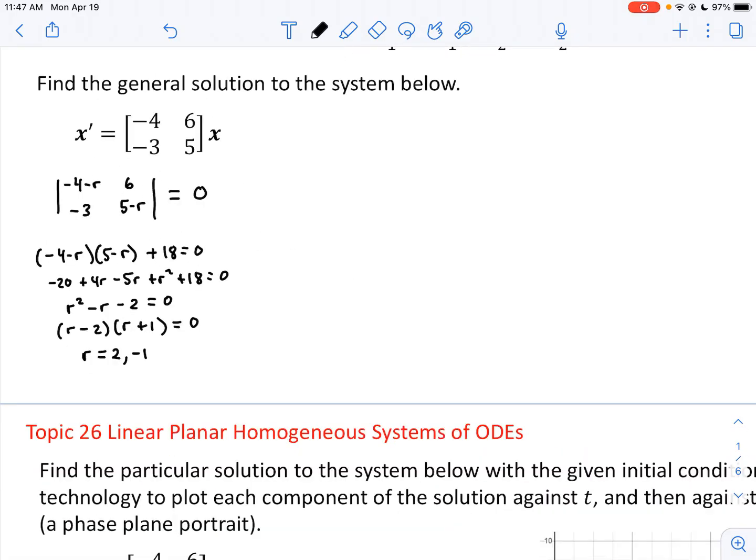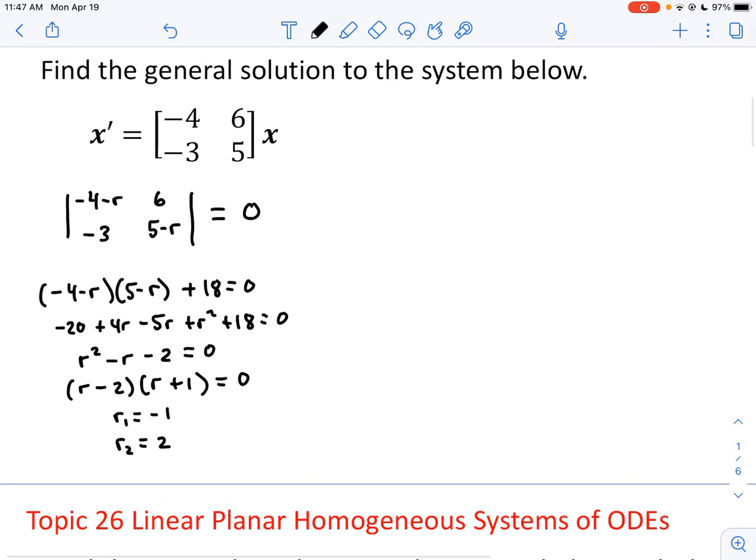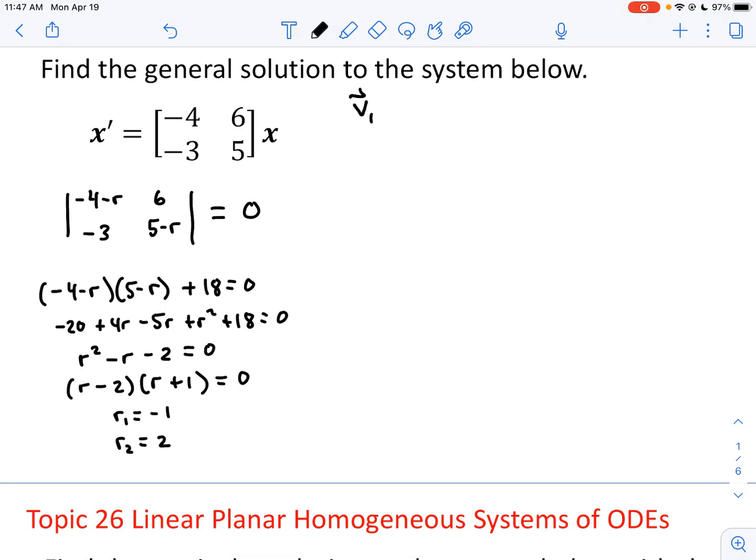Now we want to find any eigenvector that corresponds to each eigenvalue. So let's go ahead and call these r1 and r2. Let's say r1 is the negative and r2 is the positive. So now let's go for v1, vector 1. Vector 1 is any eigenvector associated with r1, which is -1.